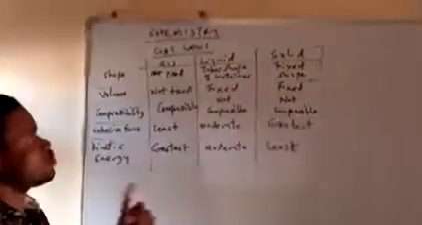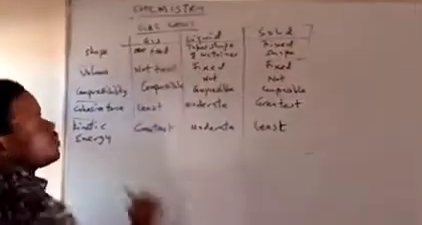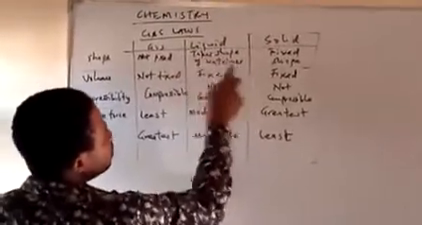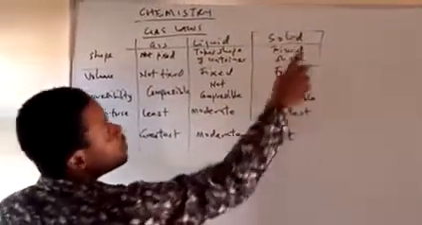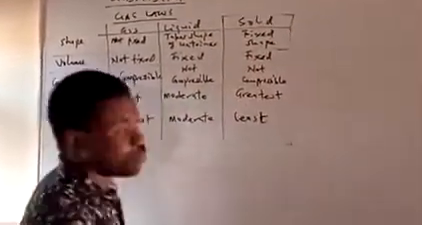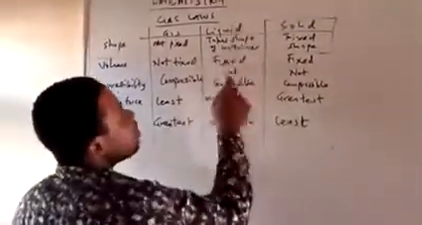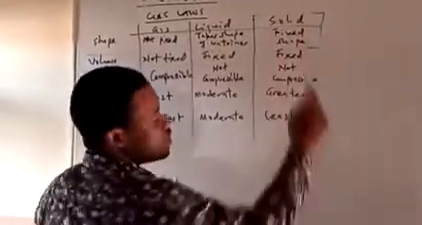So let's check out some of the properties of solid, liquid, and gases. Shape: gas has no fixed shape, liquid takes the shape of its container, solid has a fixed shape. Volume: gas does not have a fixed volume, liquid has a fixed volume, and solid has a fixed volume.